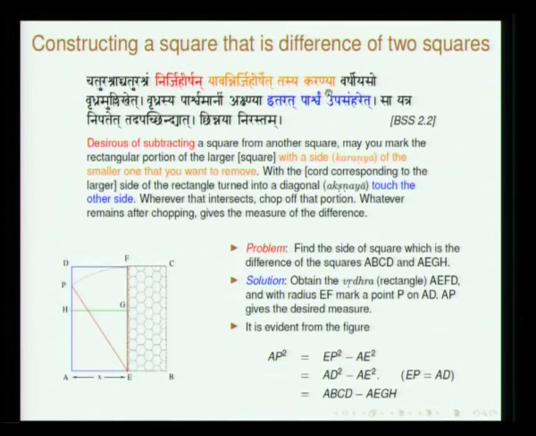See, Yavan Nirjihirshet, whatever be the measure that you want to remove, the measure of the square you want to remove from this. Tasya Karanya means by the measure of that you mark something in the larger square. For instance, in this diagram, suppose you have the square ABCD, you want to remove a certain area, which is given by AEGH. So, X is referred to as Karani. Vridha Mullikhet means mark that AE and then draw a line.